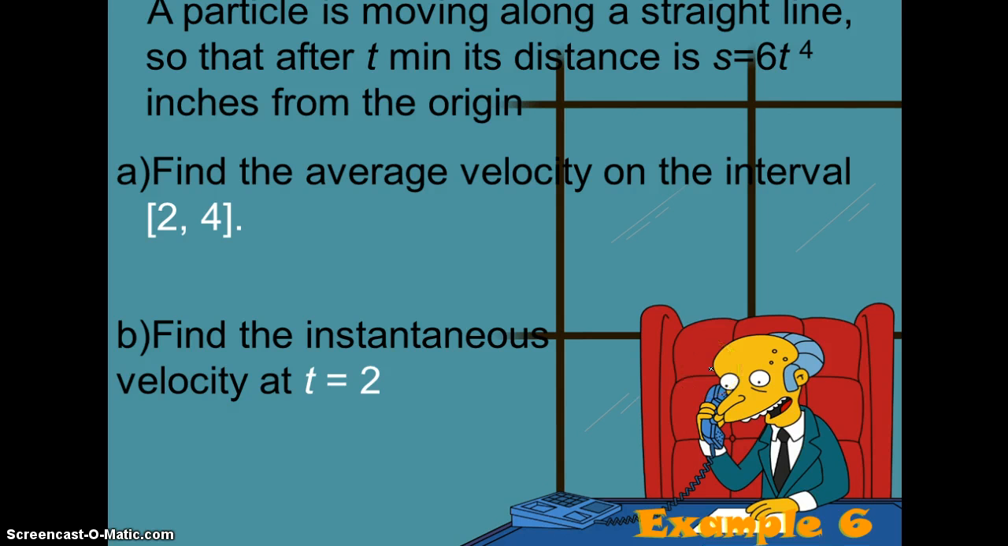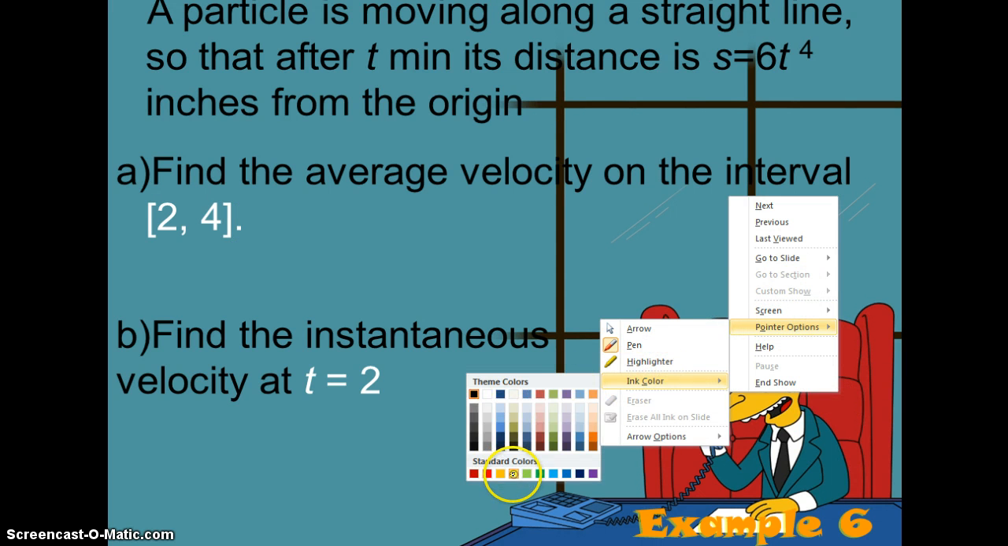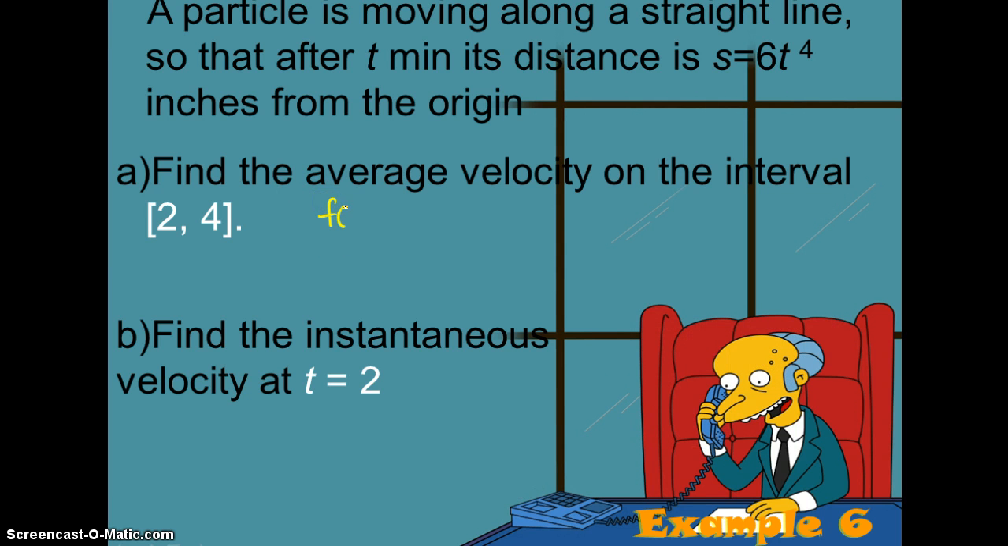All right, a particle. Mathematicians love particles. Moving along a straight line so that after t minutes its distance is that many inches from the origin. So find the average. Find the average is basically just telling us that we want to use our regular slope formula. So that's f of 4 minus f of 2 over 4 minus 2. Plug 4 in the equation, plug 2 in the equation, and do all your algebra. It's going to be a little bit annoying because it's to the 4th.